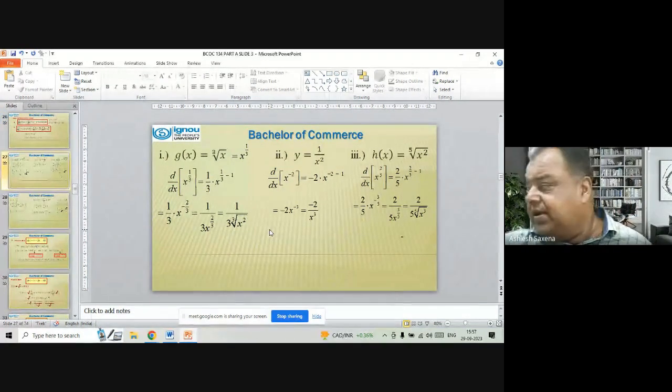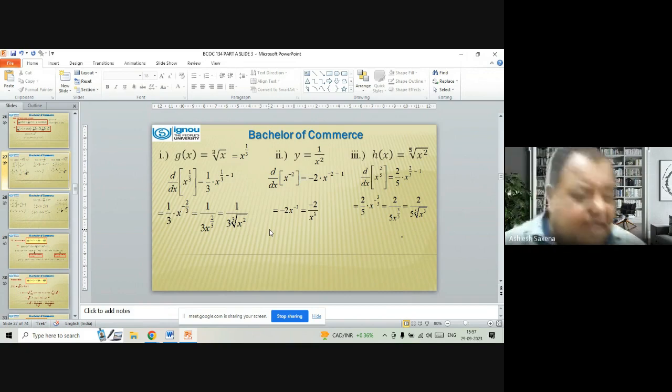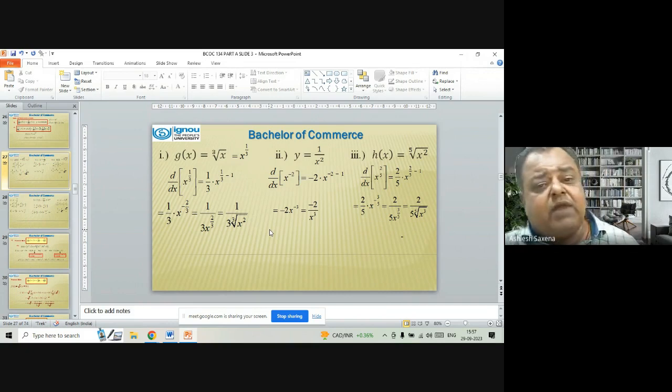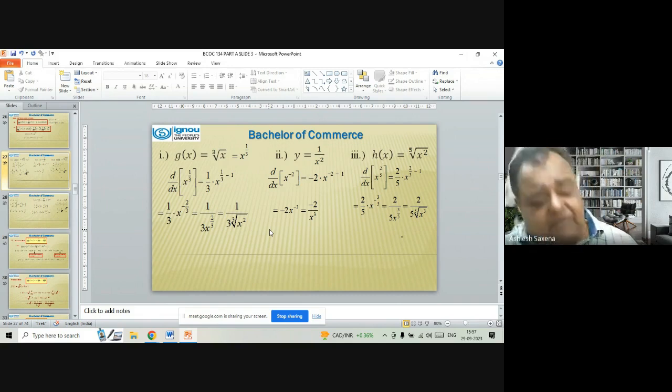Now, different problems to see. The first problem is g(x) equal to cube root of x. Cube root of x means x raised to the power 1 by 3. Here, the power is in fraction form. We know that when we differentiate anything in the form of x raised to the power n, n comes in front of x and we have to reduce this n by 1. Here n is 1 by 3.